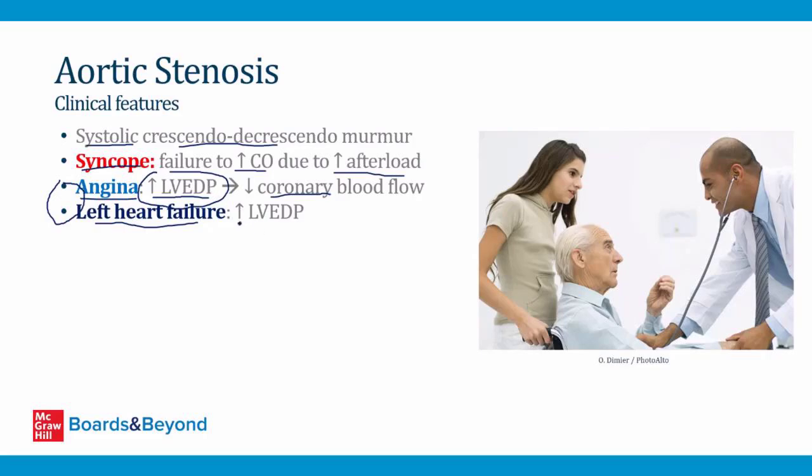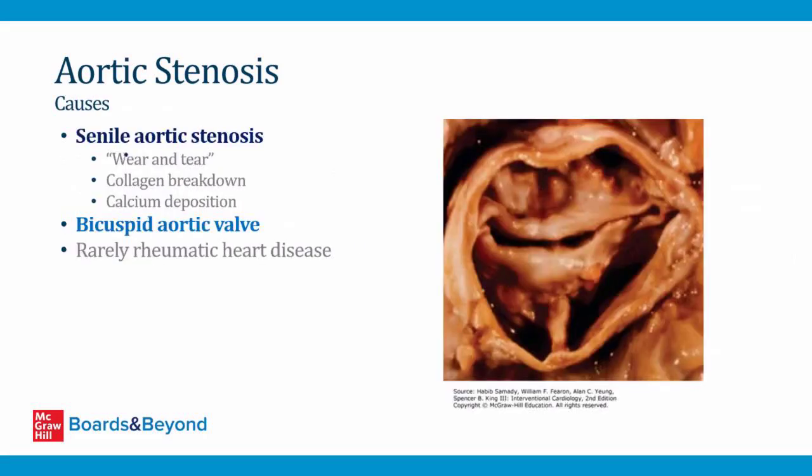And then whenever the LVEDP goes up, that can raise the pressure in the left atrium, and that can lead to pulmonary edema, and so therefore left heart failure can occur. Why do patients develop aortic stenosis? Well, the most common cause is senile aortic stenosis. This is a condition that occurs in elderly patients. It's basically a wear and tear lesion of the aortic valve. Collagen breaks down, calcium gets deposited, and the aortic valve becomes stiff and thick. And this is why many patients develop aortic stenosis in their 70s, 80s, or 90s. It takes many, many decades for this wear and tear to set in.